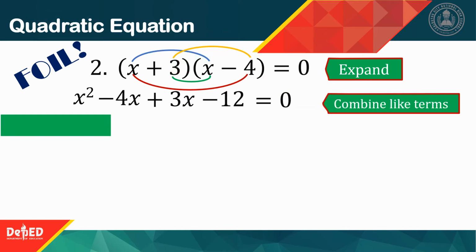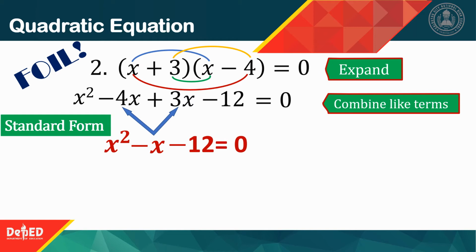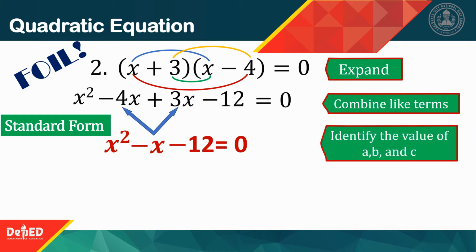And then combine like terms. So we have negative 4x plus 3x is equal to negative x. Then the standard form is x squared minus x minus 12 is equal to 0. Then identify the values of a, b, and c. So a is equal to positive 1, b is negative 1, and c is negative 12.